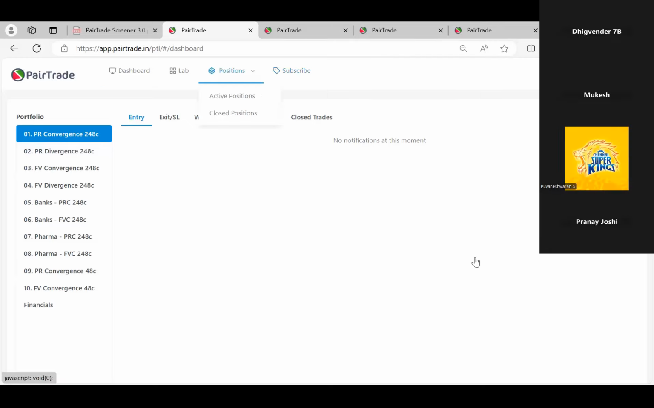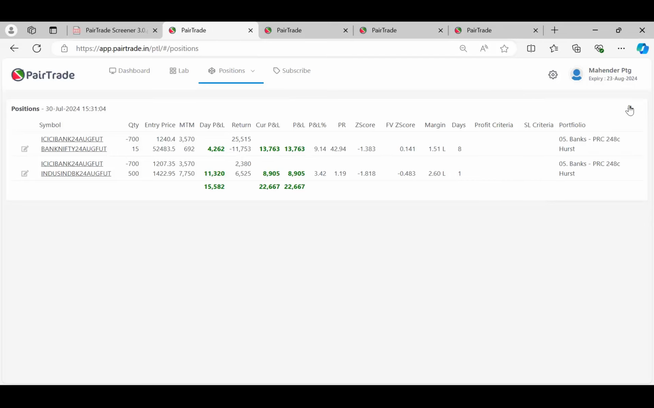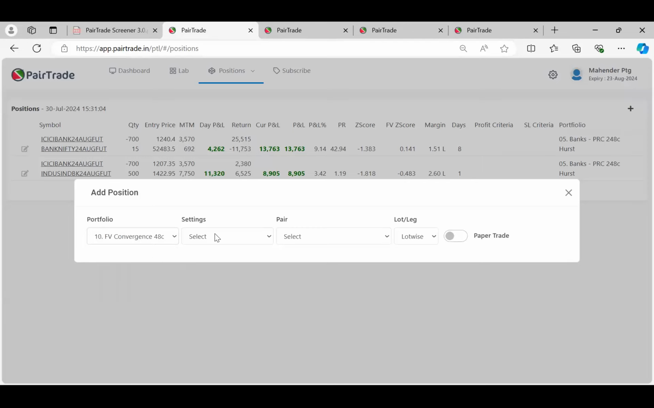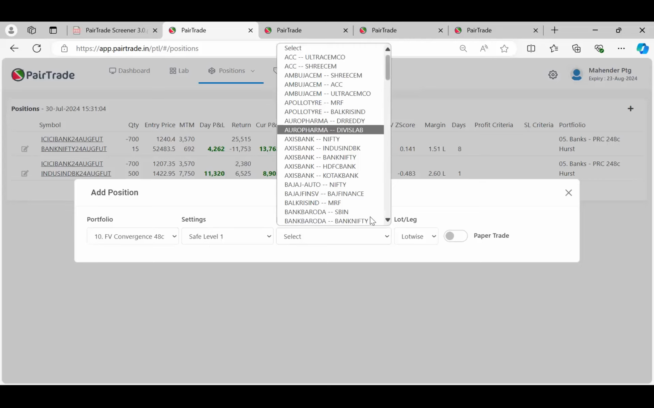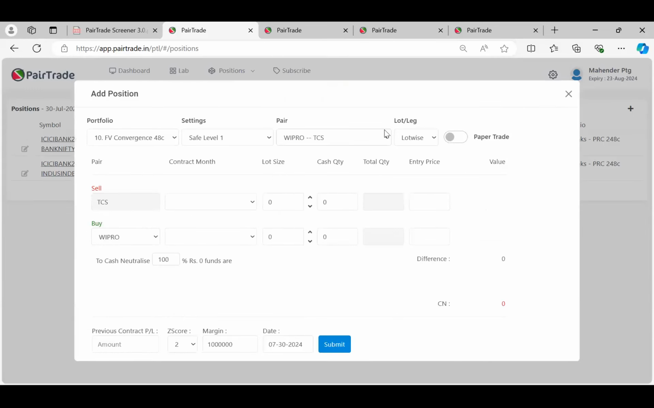Let's move to the positions. Position is simple. You track the active trades. I can add the trade and track it. Which portfolio? Today one new trade has come. This one, so I'll say F level 1. One trade came, Wipro TCS. Select this one. Whether you are doing lot wise or leg wise.